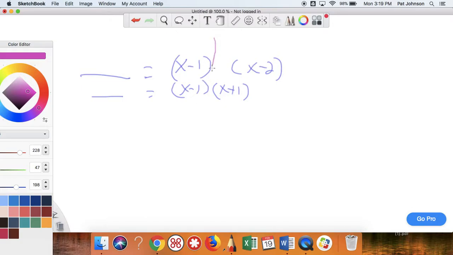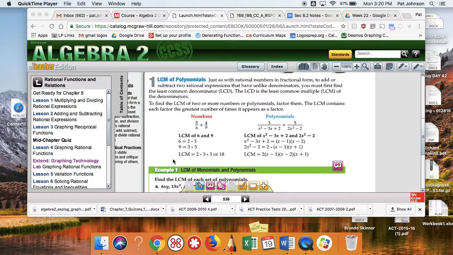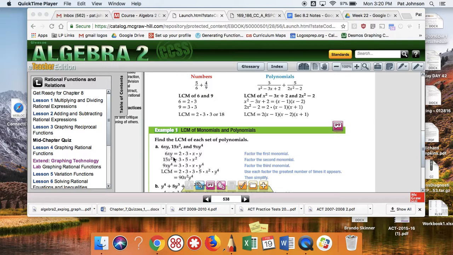So I have 3 different bases, and they're all implied to the first power. Remember, this is why you have to understand this. So I'm going to take one of each factor out. The highest power is 1, 1, and 1. That is my LCM. I'm not going to try to fill this all in because I need to see what I'm missing. So let's look at example 1.